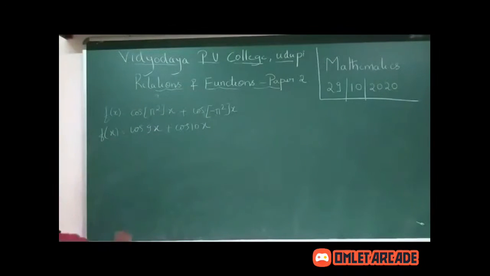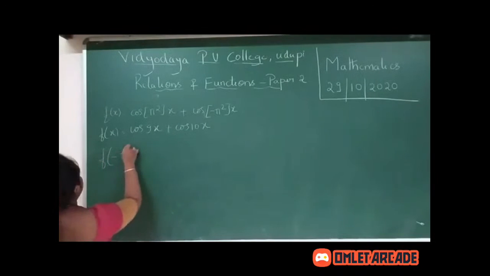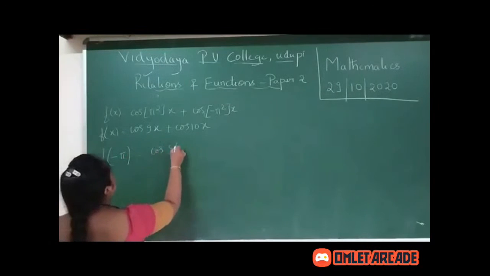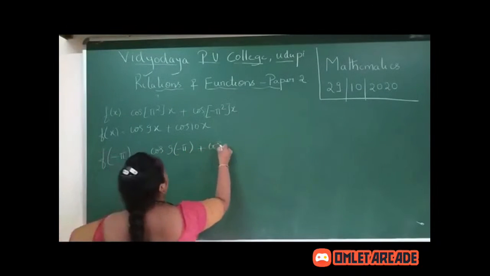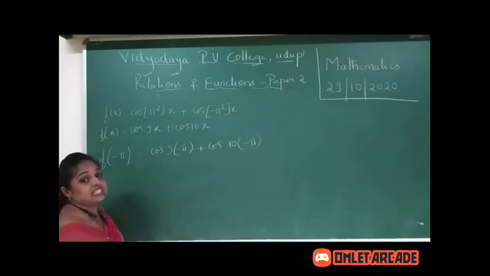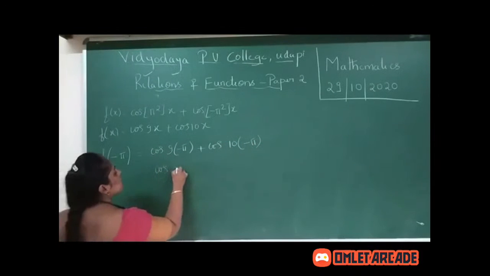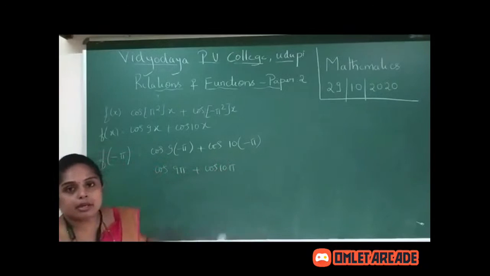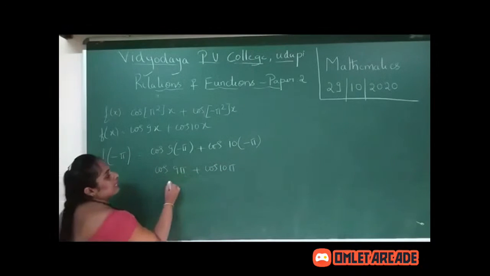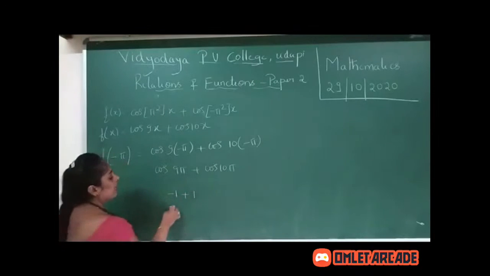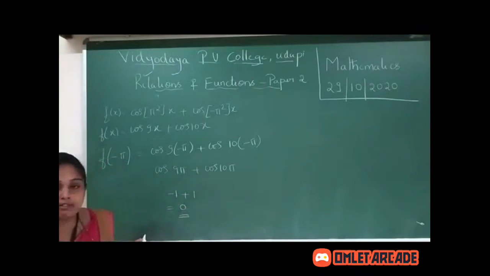We will go to the third option. So what is the third option? f of minus pi. Let us see what f of minus pi is. So cos of 9 into minus pi plus cos 10 into minus pi. Cos of minus theta is cos theta, so this will be cos 9 pi plus cos 10 pi. Once again, for 9 pi it is minus 1 and for 10 pi it is plus 1. So it should be 0, and f of minus pi is 0. So the third option is correct.